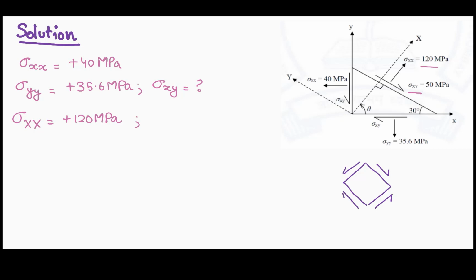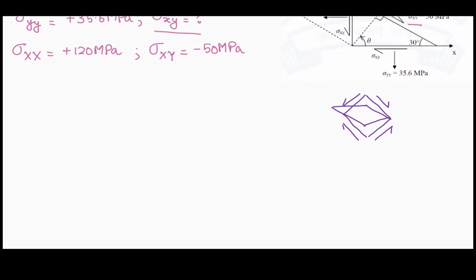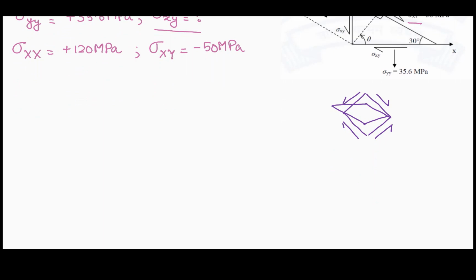to create moment equilibrium at the rotated state. In such a case, the stress element would get distorted to this shape, and from our previous discussions we can see that this sort of distortion is related to negative shear stresses. Hence we can see that sigma capital XY is minus 50 MPa in this case. Since we have only one unknown, we can use any of the transformation equations that we have discussed earlier in order to find the unknown stress. Let us use the transformation equation for sigma capital XX as we saw.